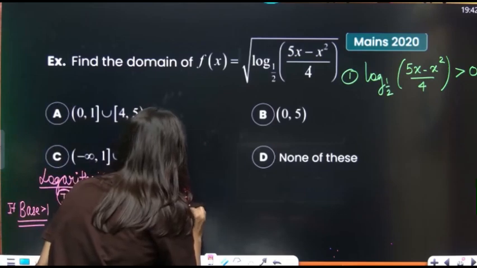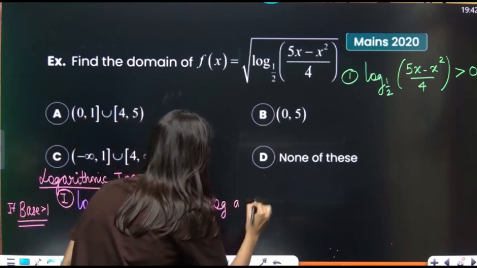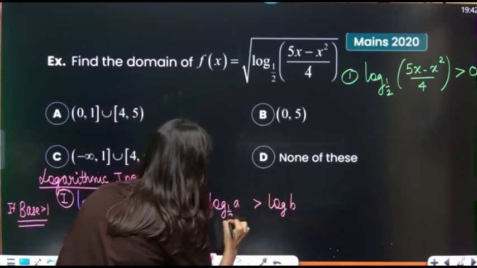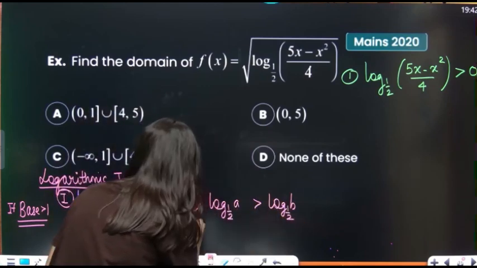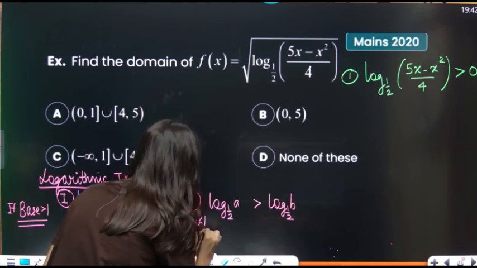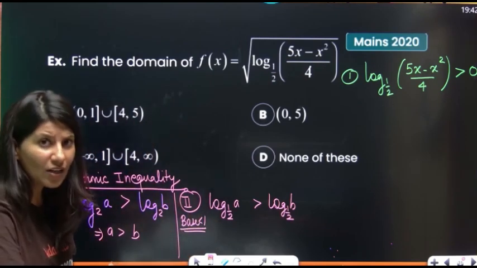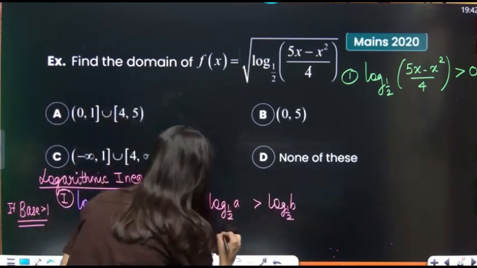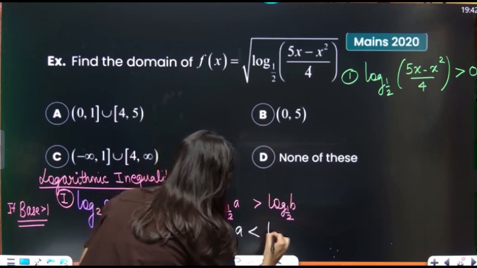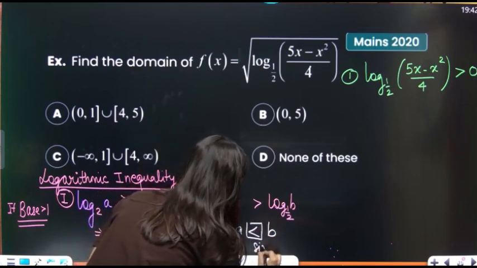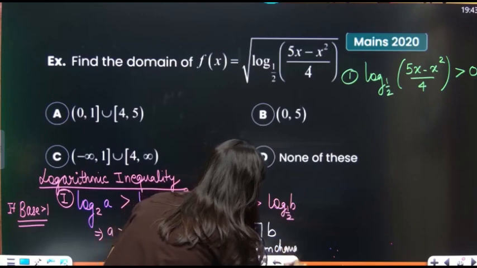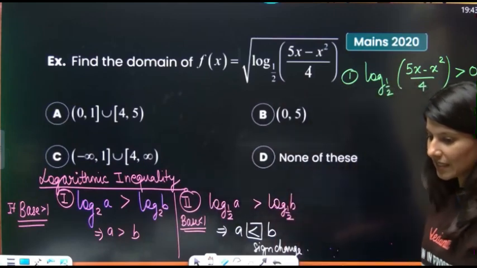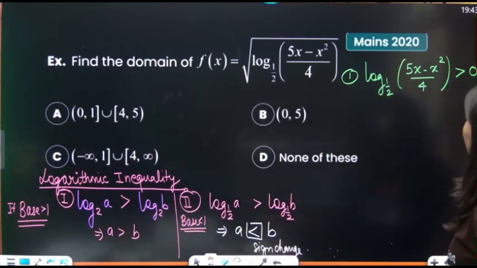Now what is your second scenario? If log of A is greater than log of B, but the base over here is less than 1. Can you see? Base is less than 1. Base cannot be 1. It can either be greater than 1 or less than 1. Less than 1 but still positive base. So in this case, A should be less than B. Can you see the sign change over here? Sign will change if you do this. So this is your log.